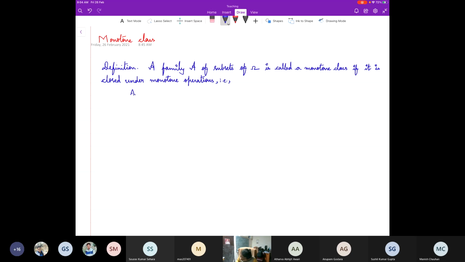If you have A_n in script A for each n in N, and A_n increases to A, that is, it is increasing, then that will imply that A belongs to script A. And second, similarly, if you have a sequence of sets which are decreasing, and A_n decreases to A, that should again imply that A belongs to script A. So these are the two conditions.